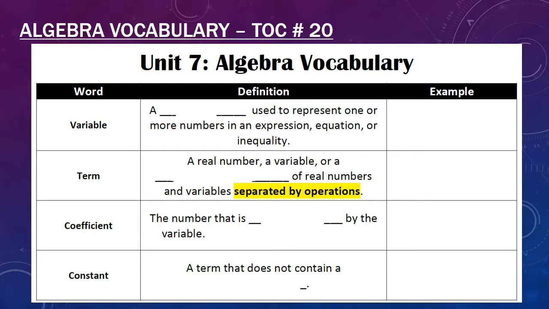The first word, variable, refers to a letter that is used to represent one or more numbers in an expression, equation, or inequality. So basically, a variable is the letter that we put into the math sentence that stands in for a number that we don't know. So here's an example, x, and that x is in place of a number that we're trying to figure out. In this case, we can't figure it out because we don't know what it equals.